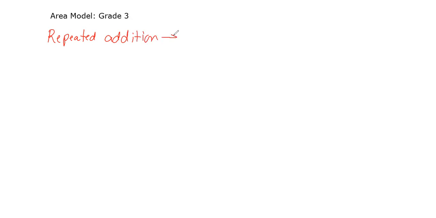So if we think about it as repeated addition, let's look at counting by threes. If you count by threes, you'd say 3, 6, 9, 12, and so on. And then after we talked about repeated addition in third grade, we turned it into thinking about groups of.